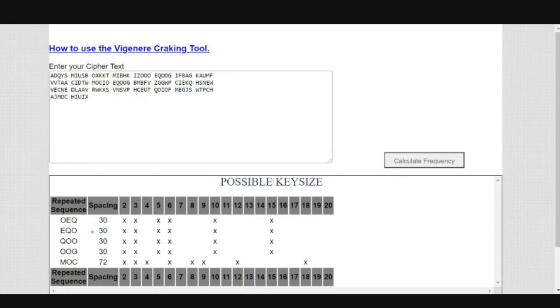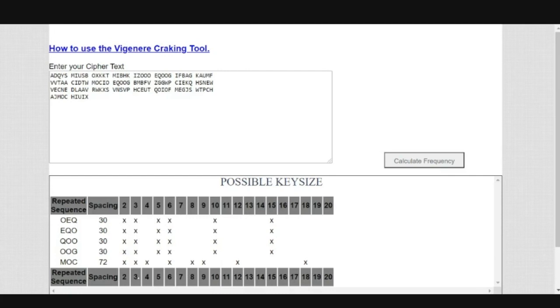So we have one letter which is Q. What we identified is O, E, Q, O, O, G, whereas here they have divided that O, E, Q, O, O, G into multiple parts, because they are repeating. You can see that the spacing is 30. The spacing means the gap length that we have calculated is 30, and these are the factors of 30, right? Similarly, MOC is repeated, the gap length is 72, and these are the factors.